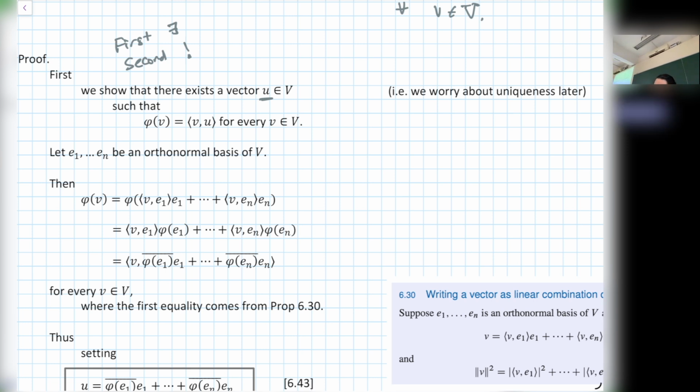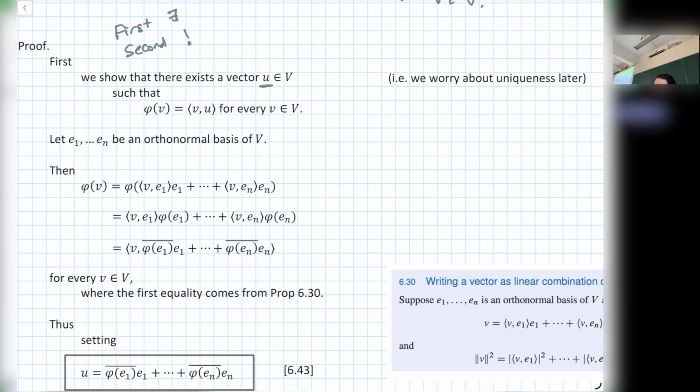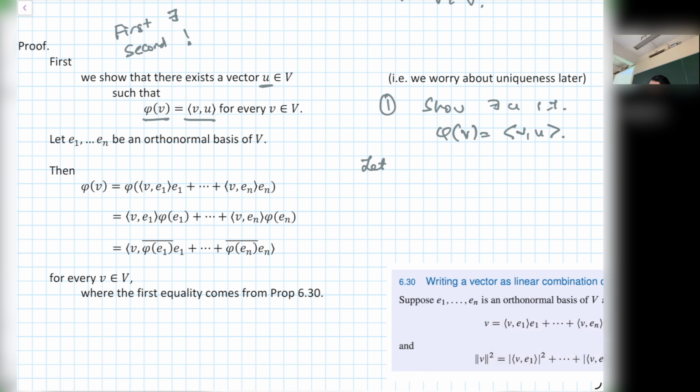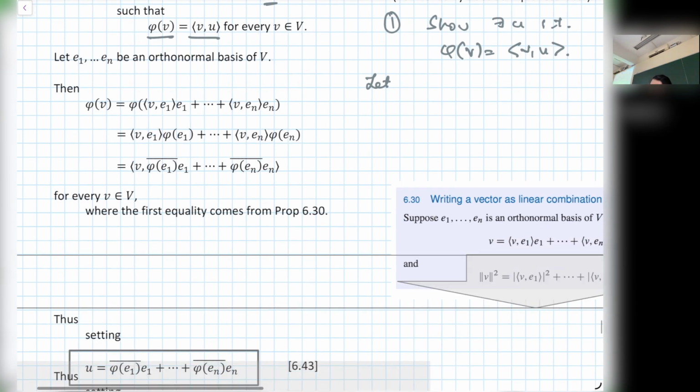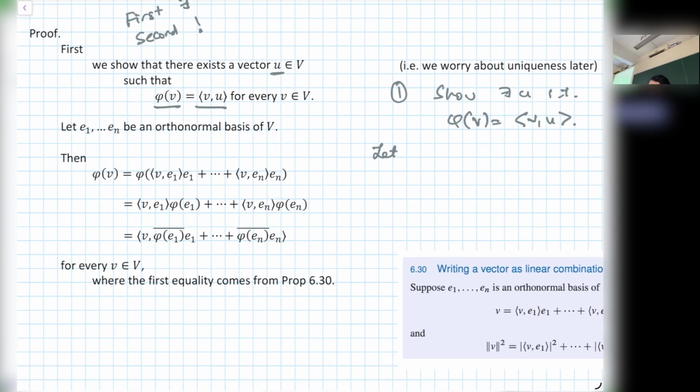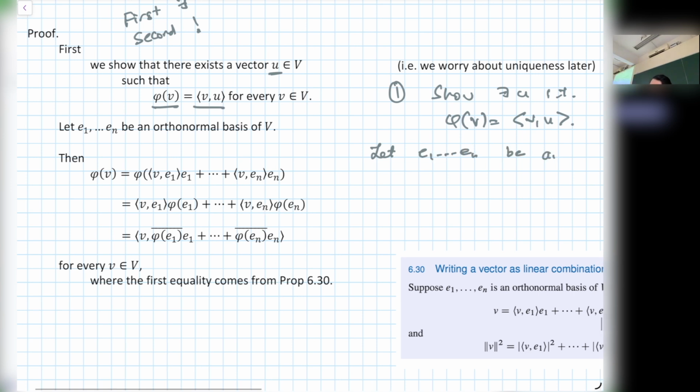First we show that there exists a vector u such that phi of v can be written as the inner product of v with u. That's the first step. How do we do this? Let me make some more space. Let e1 to en be an orthonormal basis.